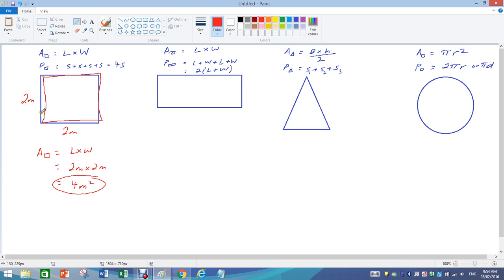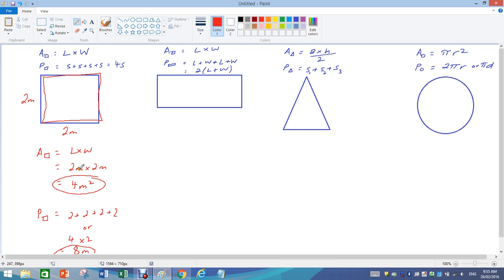The perimeter of a square, that's the distance around the outside. Okay, so it's 2 plus 2 plus 2 plus 2. That's why it's got side plus side plus side plus side. Okay, or just 4 times whatever the side is. So either way, the perimeter of the square is 2 plus 2 plus 2 plus 2, or 4 times 2, and that's 8 meters. Okay, so there's the perimeter.